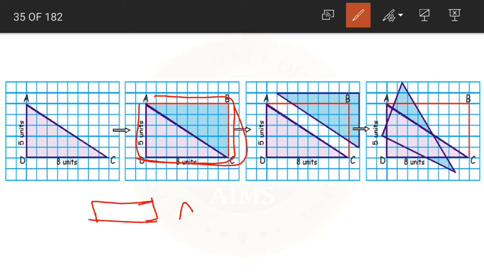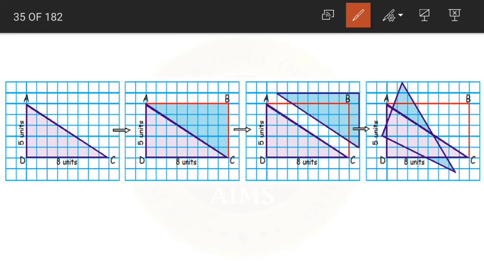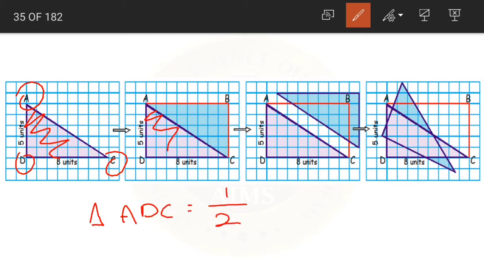The rectangle A, B, C, D. We have rectangle A, B, C, D and we have two triangles. What are their names? See, this is one triangle ADC and the other triangle is ABC. So, the area of any one triangle. What is the triangle that we originally started with? This one, the triangle ADC. So, the area of triangle ADC is equal to half of the area of rectangle.